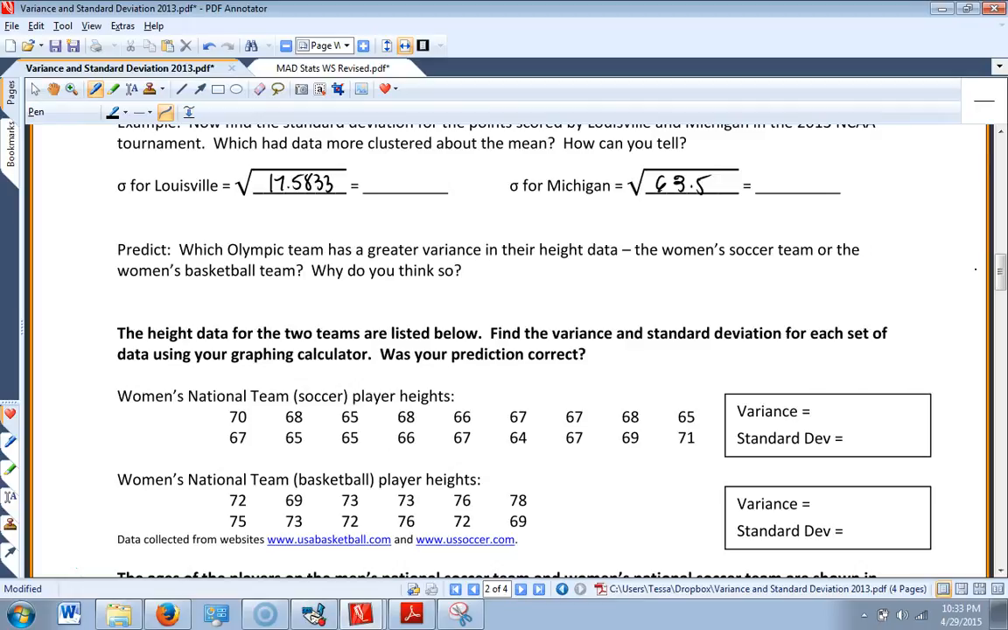The key is that you understand that these are the spread, and if you can get that and you know how to work the calculator, you're pretty much good on the statistics, okay?